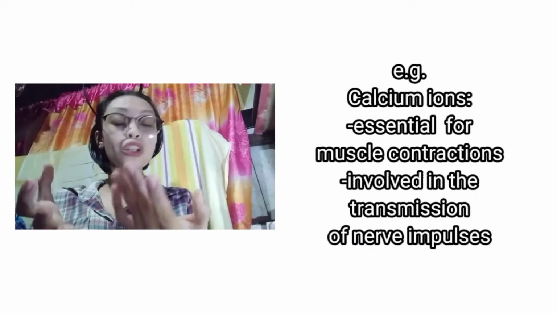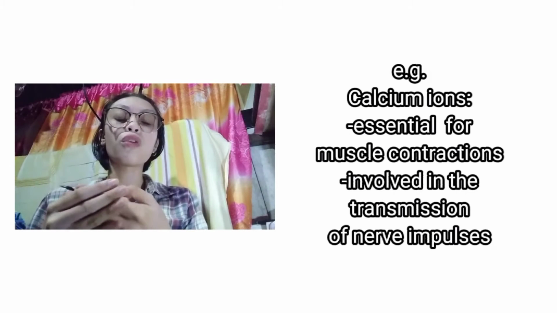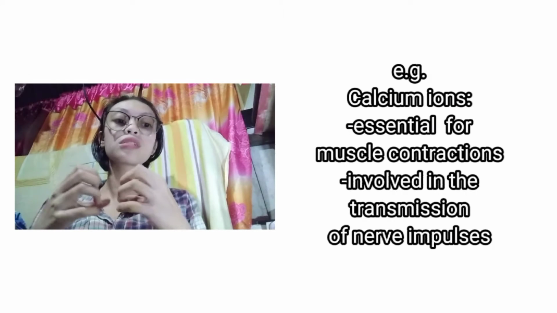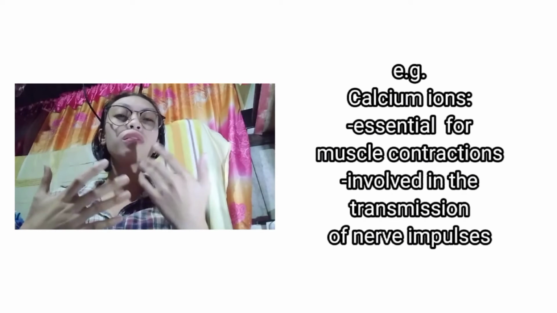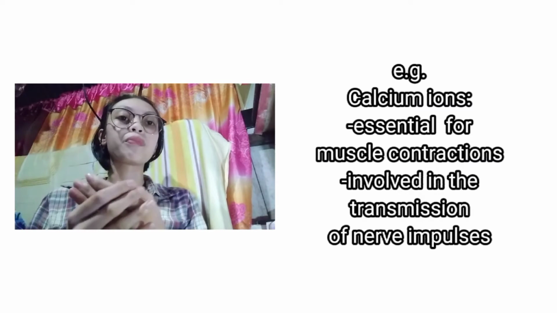Calcium ions, for example, are essential for muscle contractions and are involved in the transmission of nerve impulses. The other functions of the skeletal system will be discussed by my other group members.